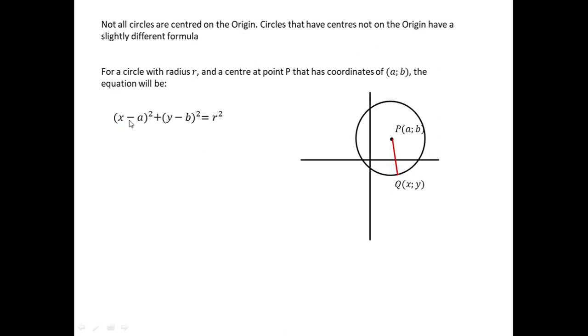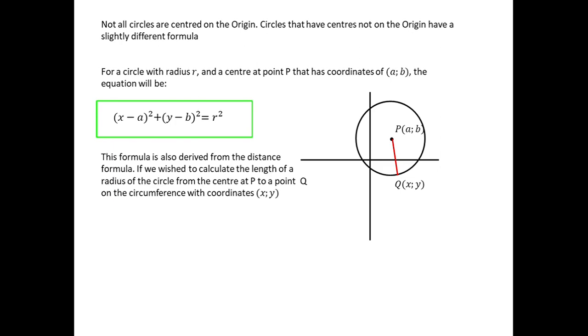It's (x minus a) squared, where a stands for the x coordinate of the center, plus (y minus b) squared, where b is the y coordinate of the center, and that is equal to the radius squared. So that there is the equation for a circle whose center is not at the origin. Again, it is an equation that would determine the coordinates for all the points that form the circumference of this circle. I've put a little green box around it, just for posterity.